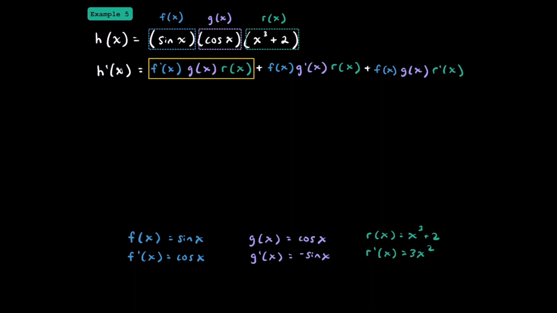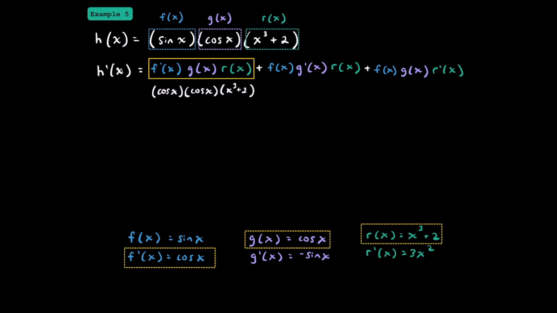Let's start with this part. We'll have cosine of x times cosine of x times x cubed plus 2. I just plugged in these 3 pieces in. Multiplying these 2 pieces together, we can say that this is x cubed plus 2 multiplied by cosine squared of x. Let's save this for later.